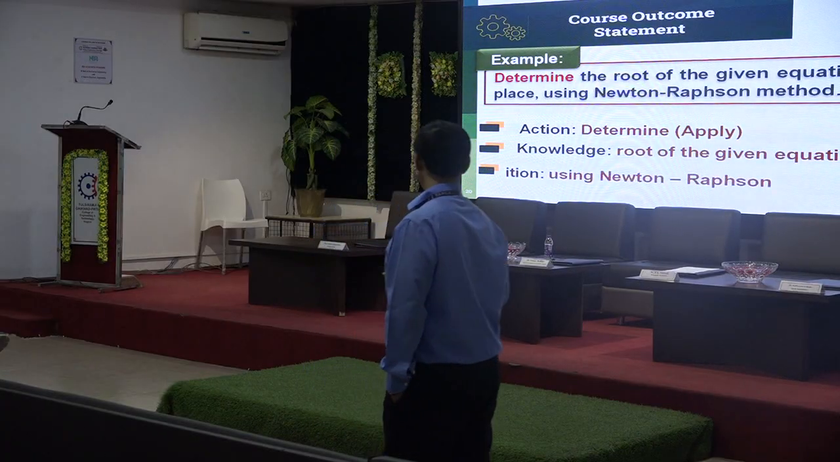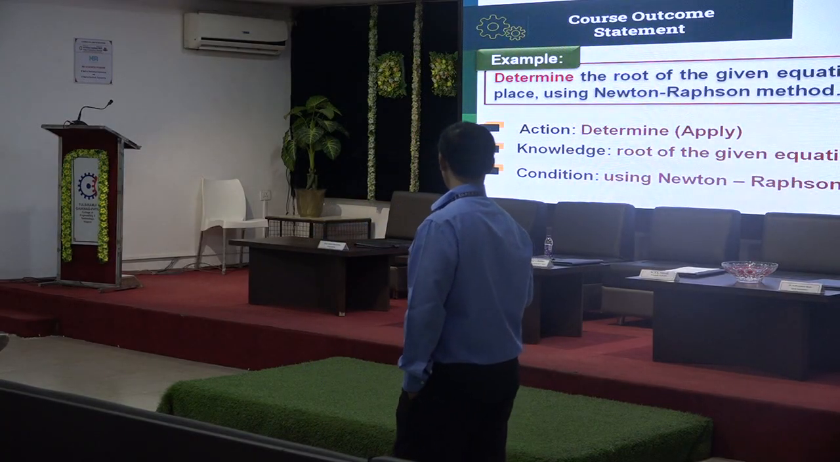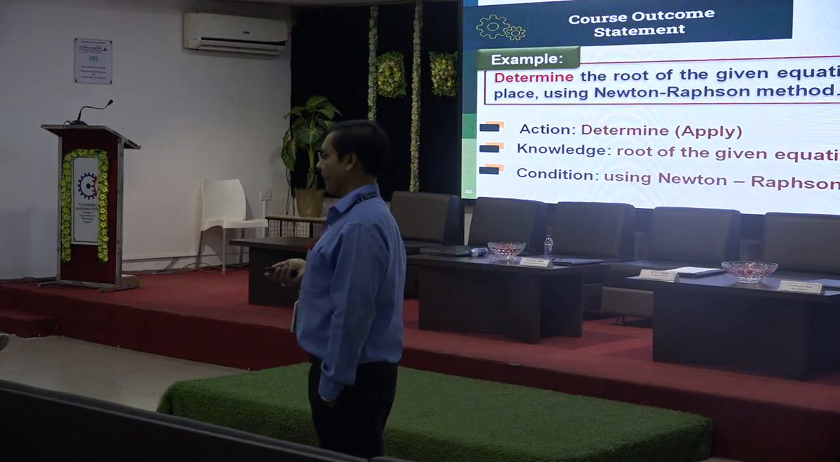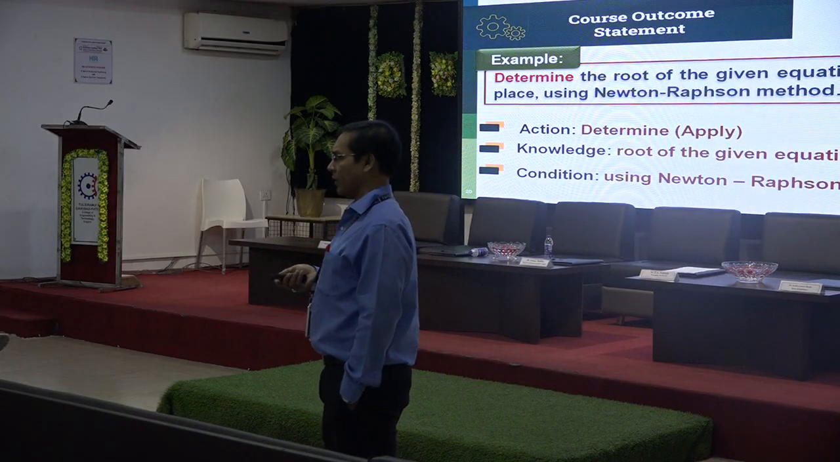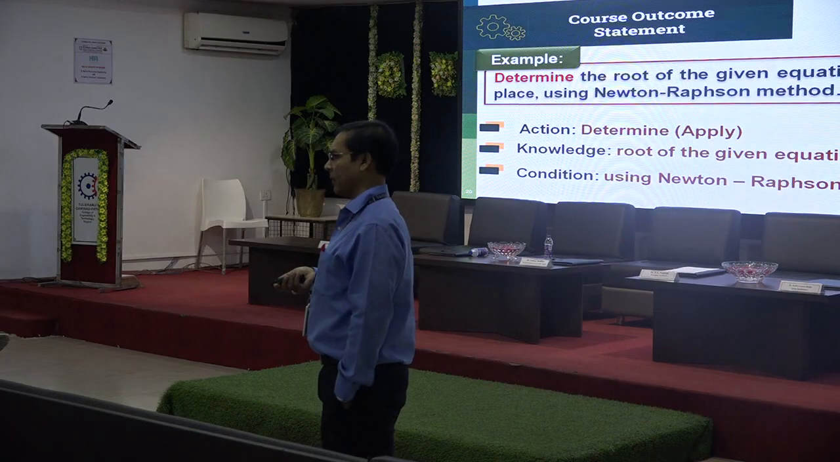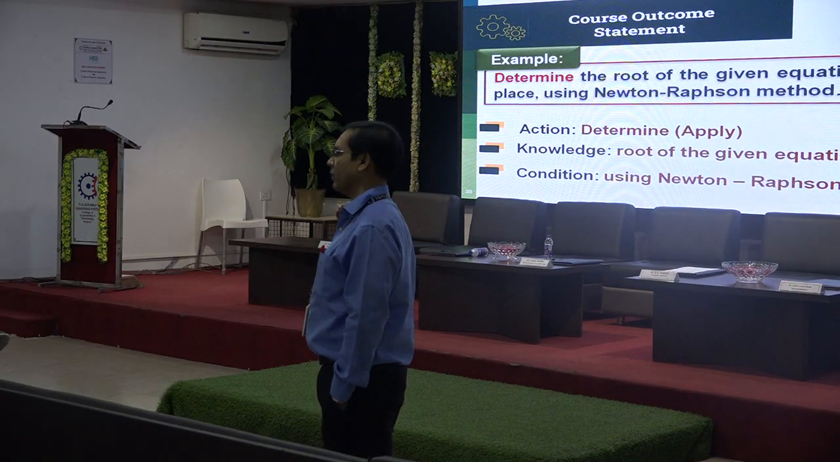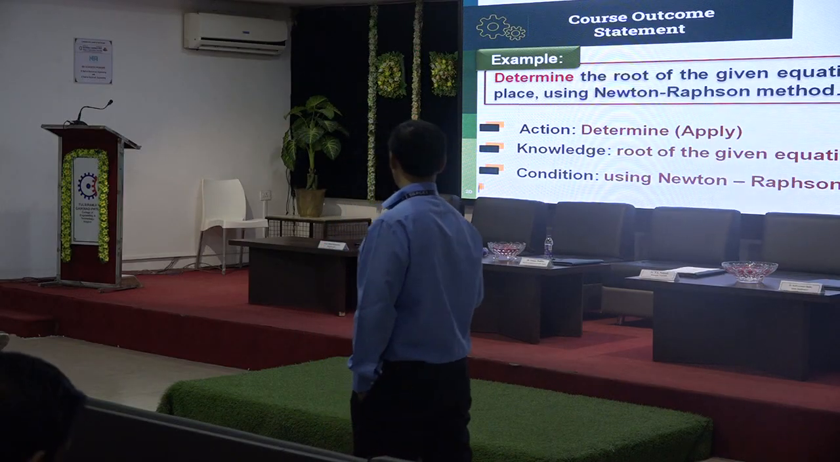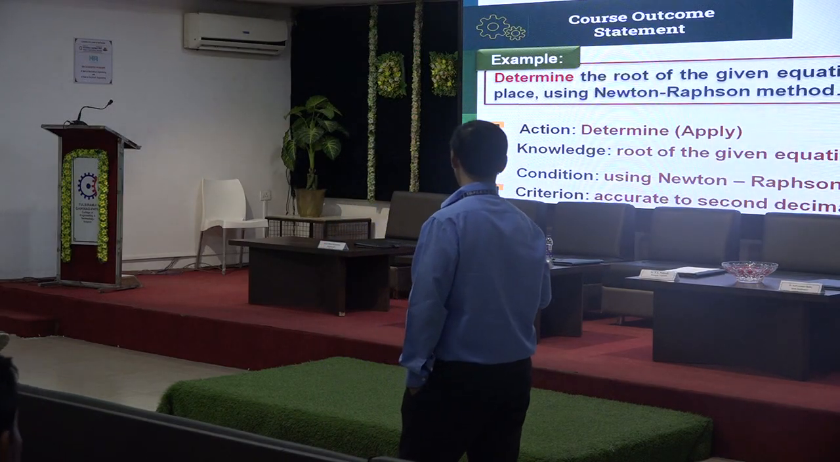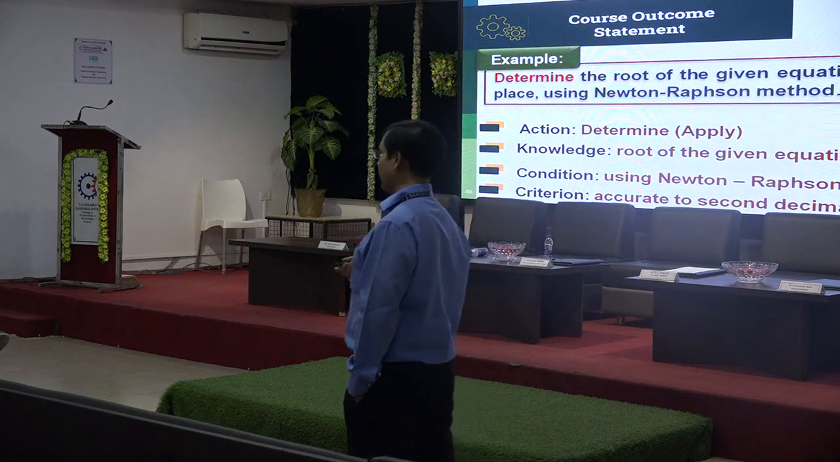Then third is the condition. Condition is using Newton-Raphson method. So roots can be found out by many ways. So out of those ways, which way we have asked? We have asked the way of Newton-Raphson method. And last one is the criteria. Criteria is accurate to second decimal.